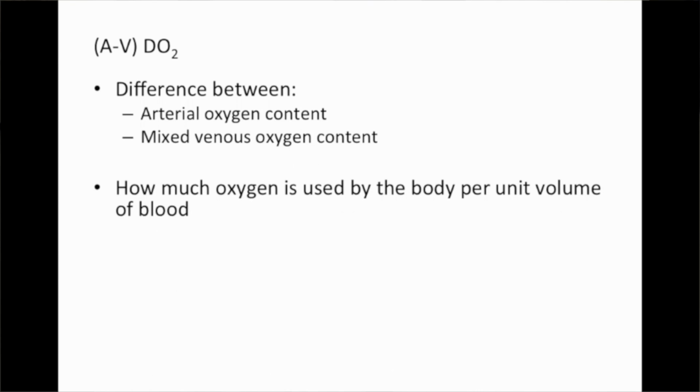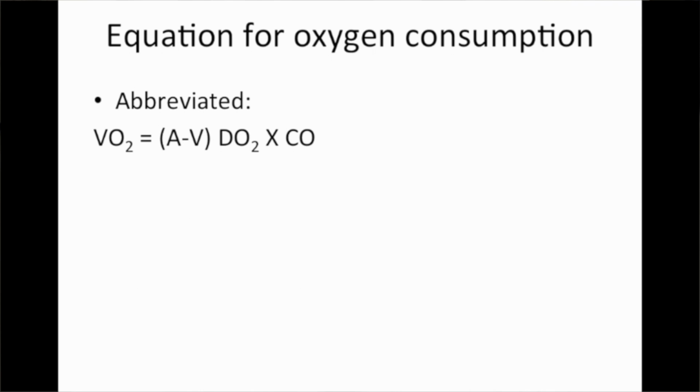The next equation that we have to discuss is called the AVDO2, the difference between the arterial oxygen content and the mixed venous oxygen content. And this is important as we start to try and understand to create the equation for oxygen consumption. So as I mentioned before, this is the difference between the arterial oxygen content and the mixed venous oxygen content, and helps us to understand how much oxygen is used by the body per unit volume of blood, with a normal value of 5 milliliters of oxygen per 100 milliliters of blood.